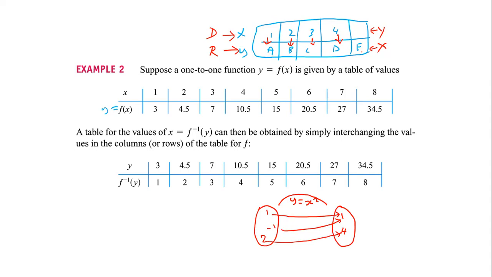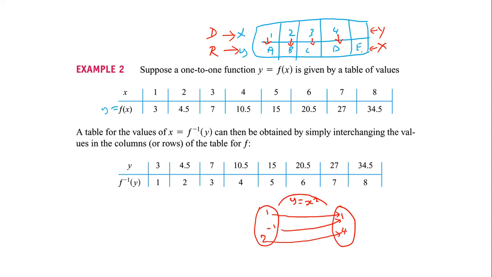Now, is this function 1-to-1? No, it's not. It's not 1-to-1. If it's not 1-to-1, can we find the inverse for this function? No, we can't. Why?